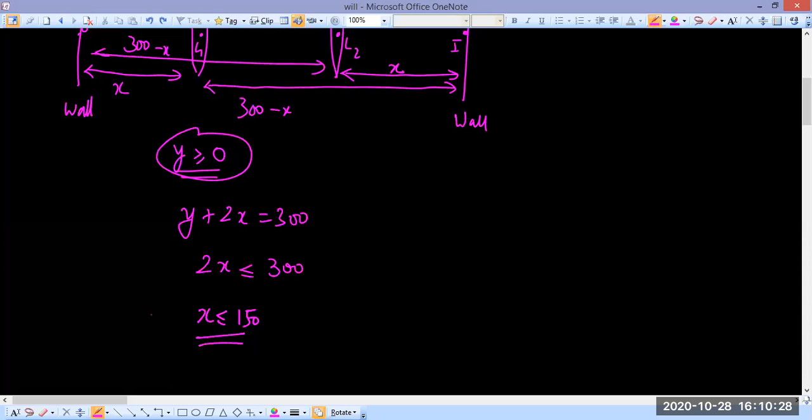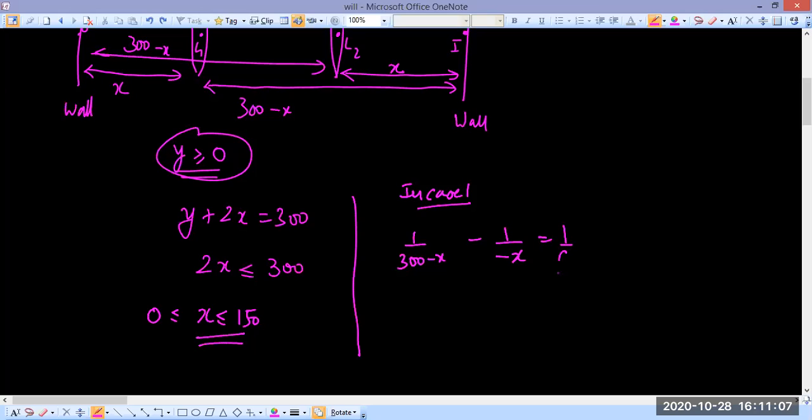Obviously 0 also comes, so these two are its limits, right? Value of x cannot be negative and value of x cannot be more than 150. So based on this, you will realize that for getting the focal length, which is maximum, if we use the lens formula in the first case, we understood all this last time, so I'm not explaining it in detail, you know it. Let's use this lens formula.